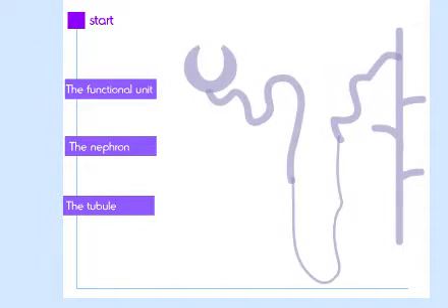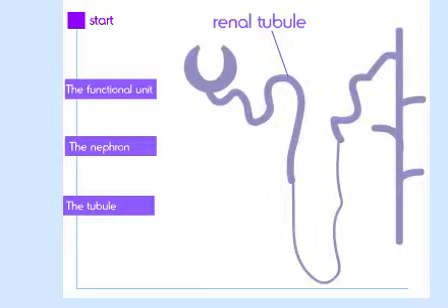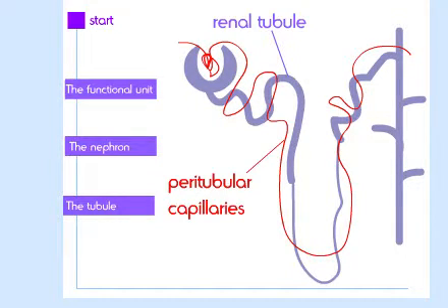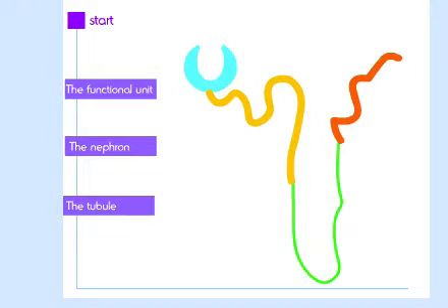The functional unit of the kidney is called the nephron. It comprises of a coiled renal tubule and a vascular network of peritubular capillaries. The tubule consists of different regions, each with their own important function.